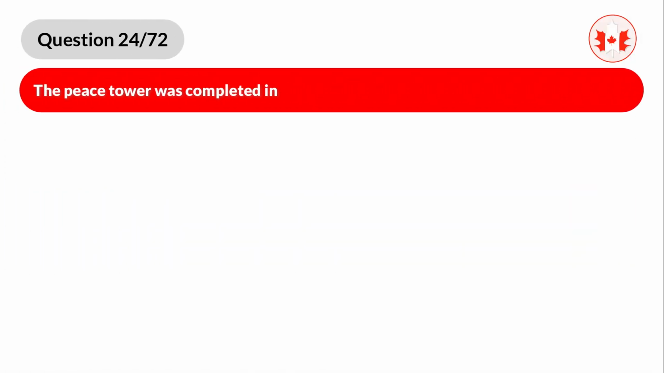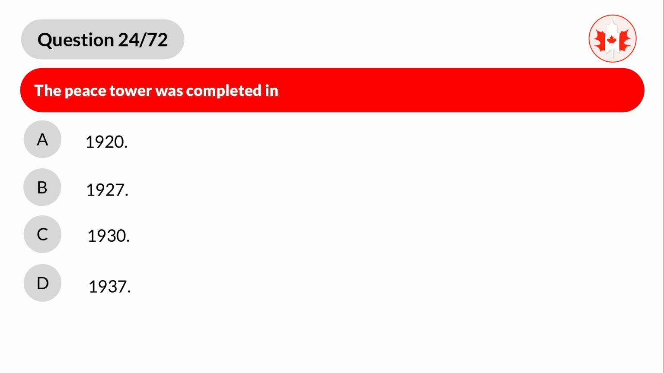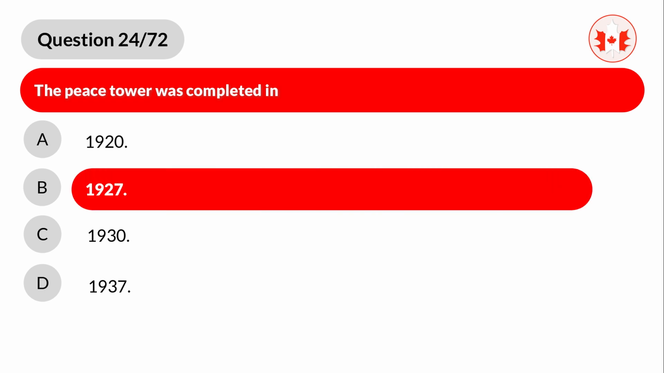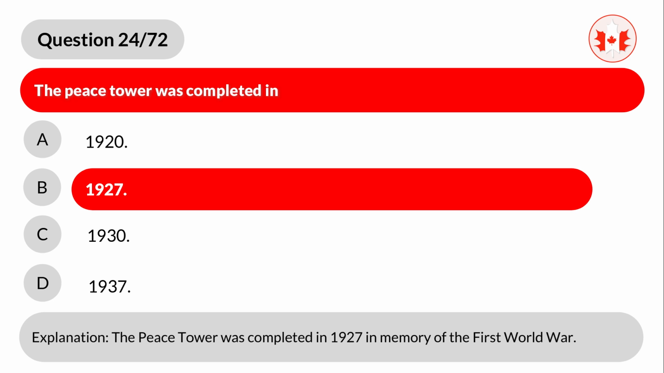Question 24. The Peace Tower was completed in A. 1920. B. 1927. C. 1930. D. 1937. The correct answer is B. 1927. Explanation: the Peace Tower was completed in 1927 in memory of the First World War.